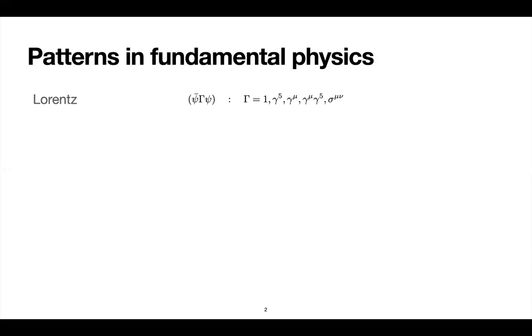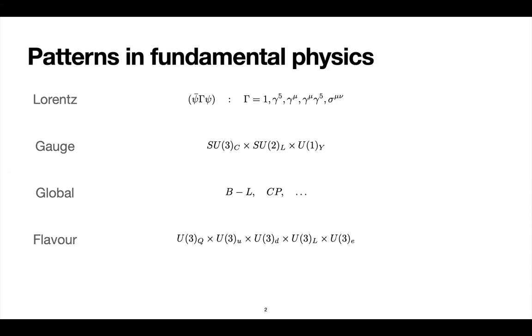So for example, we can have different realizations of the Lorentz symmetry. We have obviously the gauge symmetries of the standard model, and they can be implemented differently in BSM. There can be global symmetries, and especially among those we can have flavor symmetries, where here what I'm showing is just the flavor symmetry of the standard model in the gauge sector.